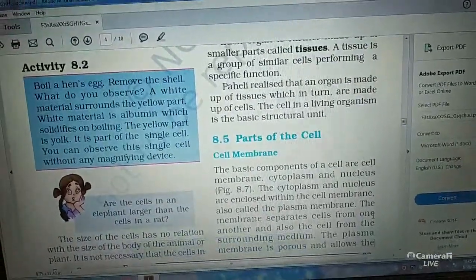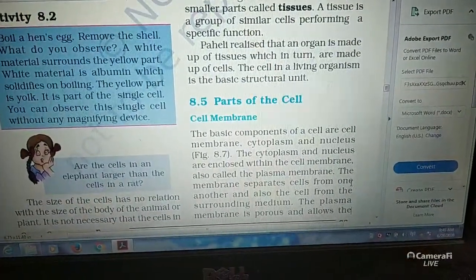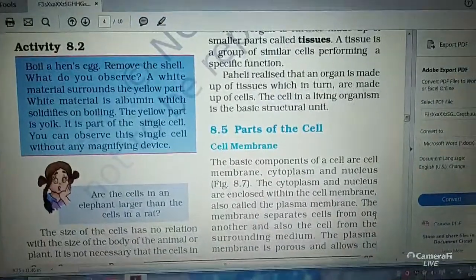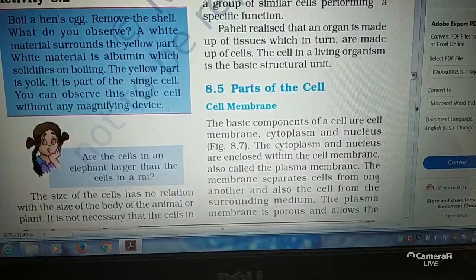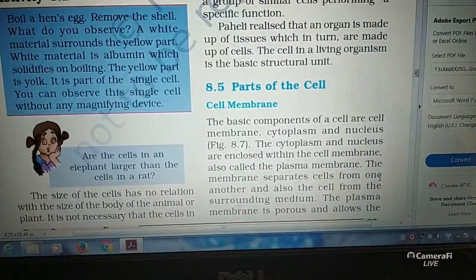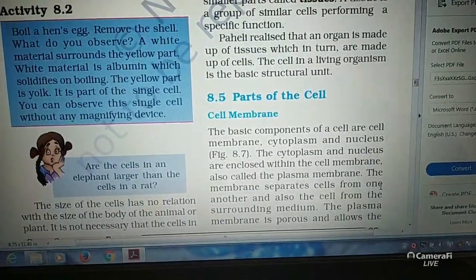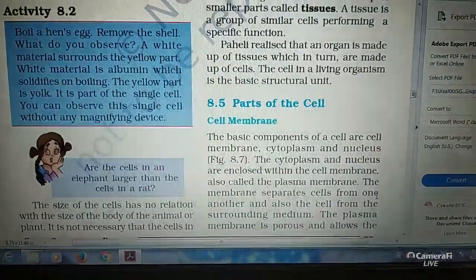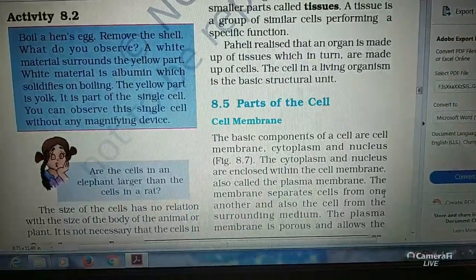What a question. Parts of the cell. Now I am coming to parts of the cell, the basic components of the cell. But first, what is tissue? Is it clear or not? In the school building, bricks are the cells, and similar bricks are forming one wall. Suppose the similar bricks are performing a specific function.